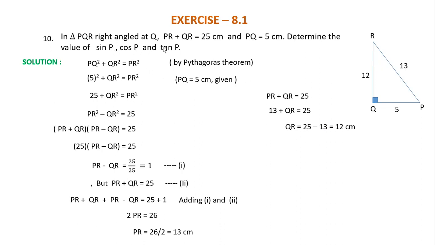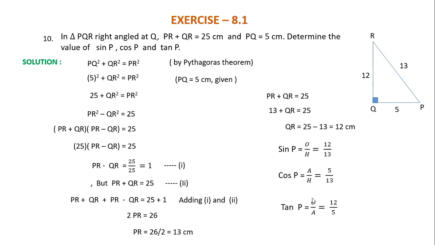Now we need to calculate these three ratios. Sine is O upon H. O is 12 and H is 13. So sin P is 12 upon 13. Cos P is A upon H. A is 5 and H is 13, so 5 upon 13. Tan P is O upon A, that is 12 upon 5. So these are the three values of sin P, cos P and tan P.